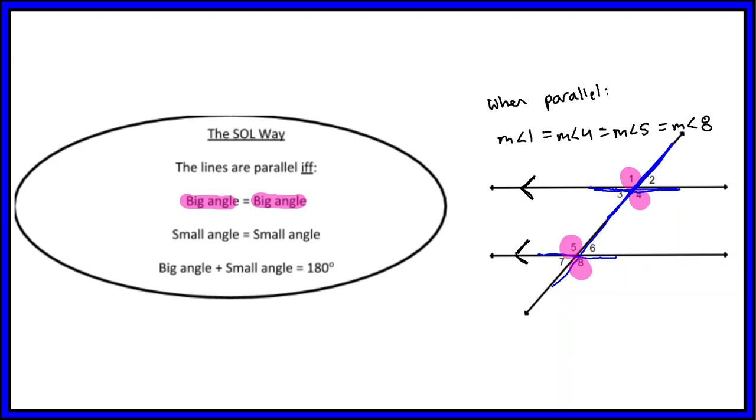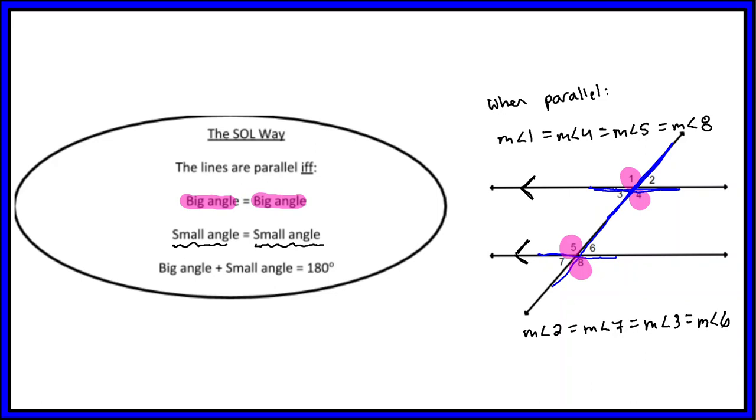Okay. Similarly, all the things that I did not color in will also be equal. So the small angles will all be equal to the small angles. So for example, angle 2 would be equal to the measure of angle 7, would be equal to the measure of angle 3, would be equal to the measure of angle 6.